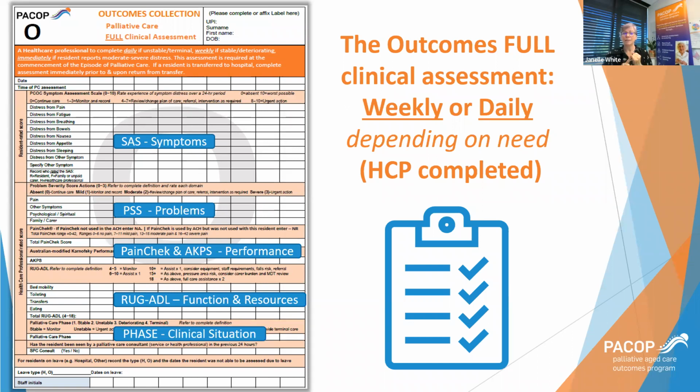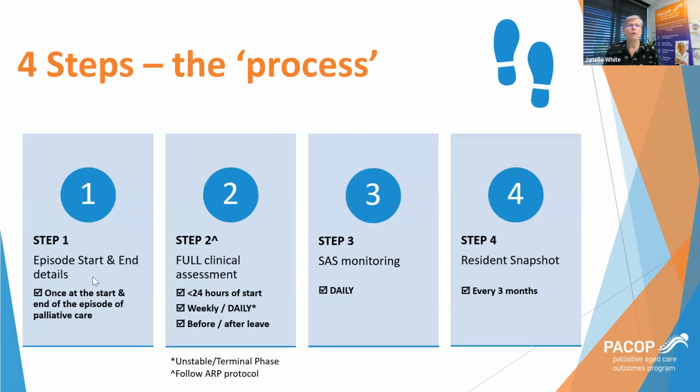And then the phase is what determines the frequency of ongoing assessments, the full clinical assessment by clinicians. So if it's unstable or terminal, obviously resident needs are driving that. They should be reviewed daily. If they're deteriorating or stable, that means they can be reviewed weekly, but that's at a minimum. Of course, you can always review more often if you feel the need. So the 4 steps in the process, as mentioned: episode start and end, 1 at the start, 1 at the end. Full clinical assessment is done within 24 hours of starting outcomes, and then weekly or daily, depending on phase. And if they have leave, it's before and after, because that informs handover and also ongoing care.